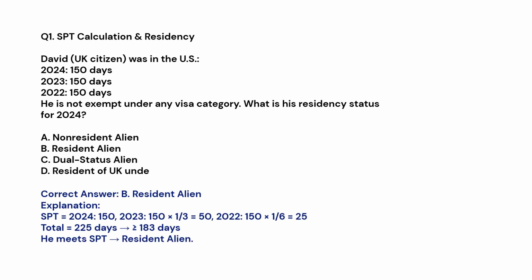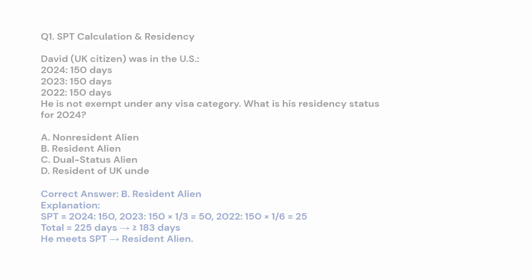Correct answer is option B. Resident alien. SPT is equal to 2024, 150. 2023, 150 times 1 divided by 3 equals 50. 2022, 150 times 1 divided by 6 equals 25. Total is equal to 225 days, greater than or equal to 183 days. He meets SPT, resident alien.